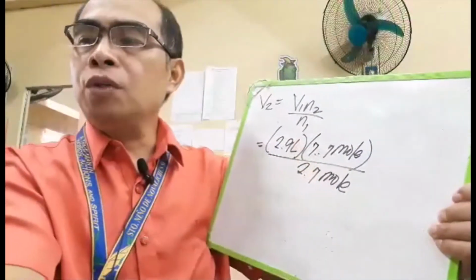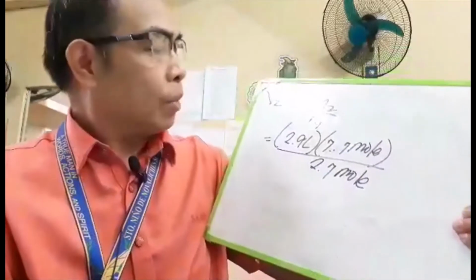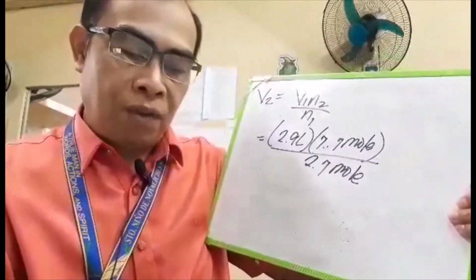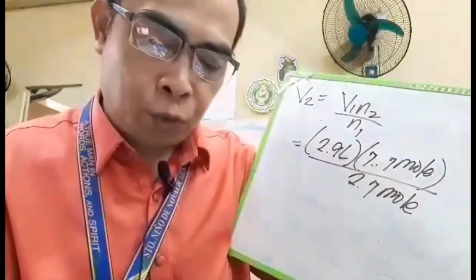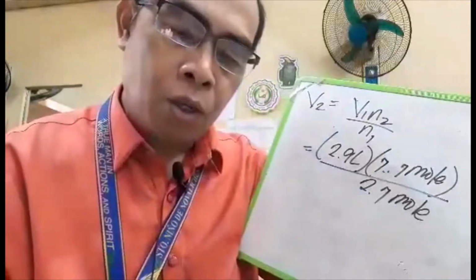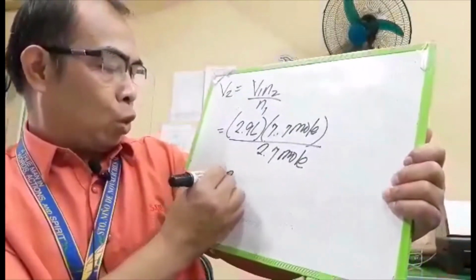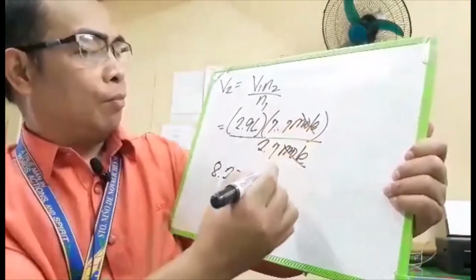Okay, so using our calculator, I'll be using it. So we have 2.9 multiplied by 7.7 divide by 2.7. So our answer is we have 8.27 liters. So cancel po.